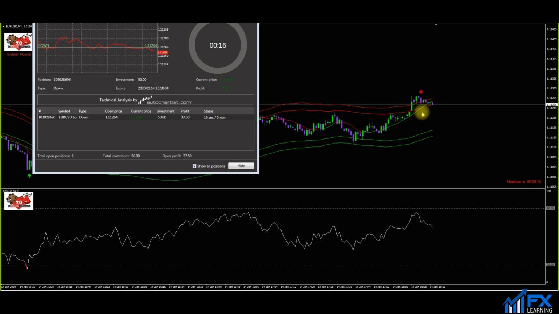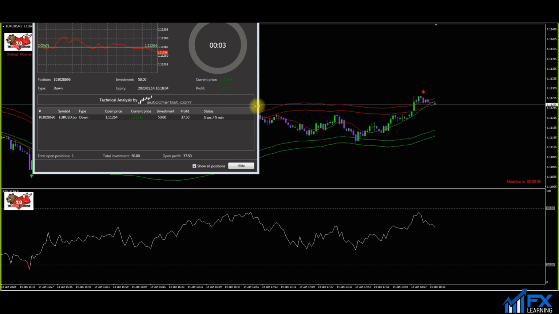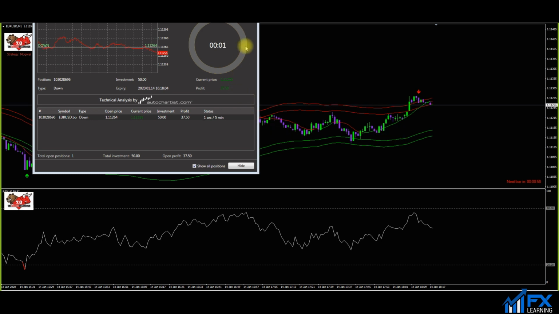So fair enough, that's actually quite a good setup, to be honest. I was unsure about the RSI not being overbought, because you always want to have the market overbought or oversold when taking trades, but still a good setup, good winner. I'm happy with that.